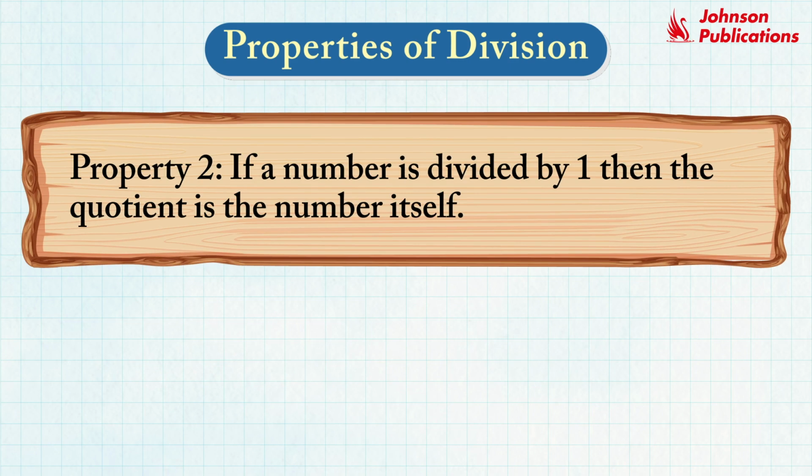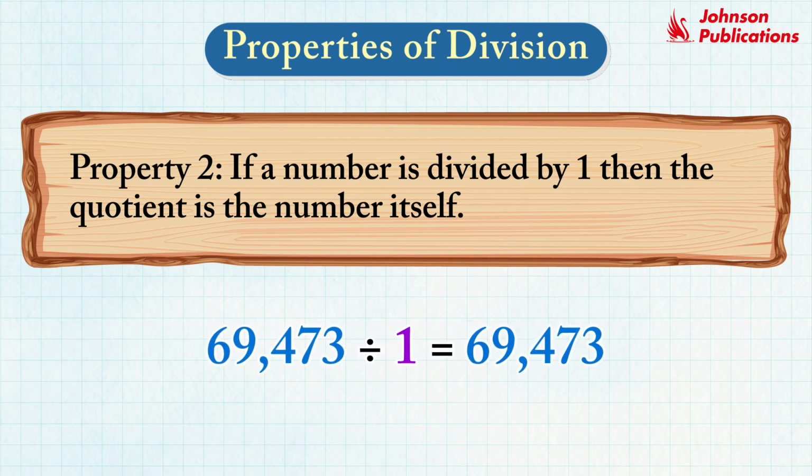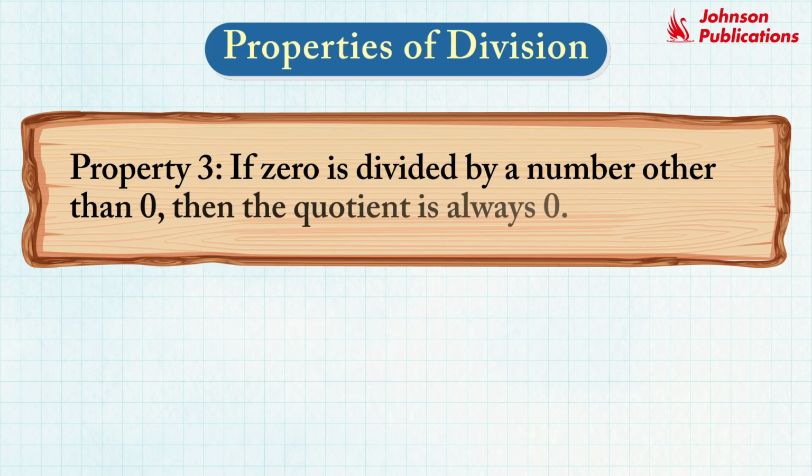Property 2. If a number is divided by 1, then the quotient is the number itself. Look at this example. Property 3. If 0 is divided by a number other than 0, then the quotient is always 0. Look at this example.